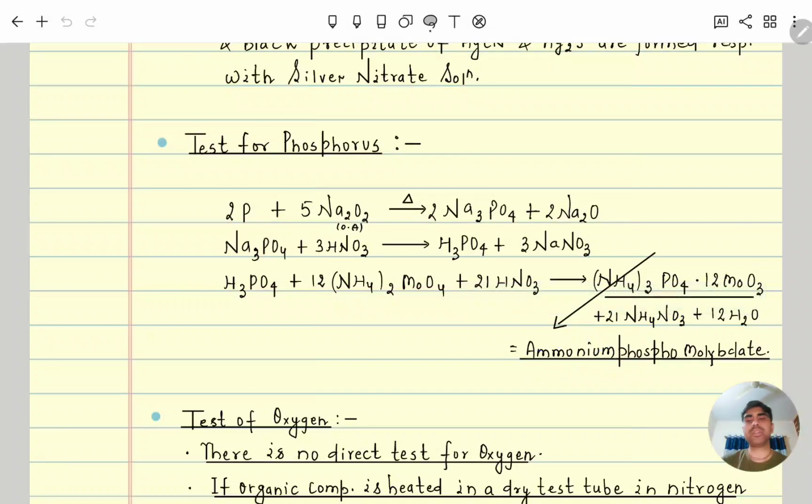Ammonium phosphomolybdate. So for detection of phosphorus, first phosphorus reacts with Na2O2 forming Na3PO4, reacting with HNO3 forming H3PO4, and H3PO4 reacting with ammonium molybdate forming ammonium phosphomolybdate.